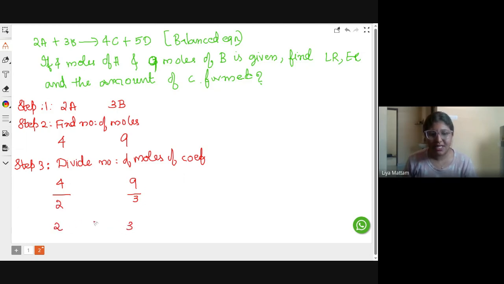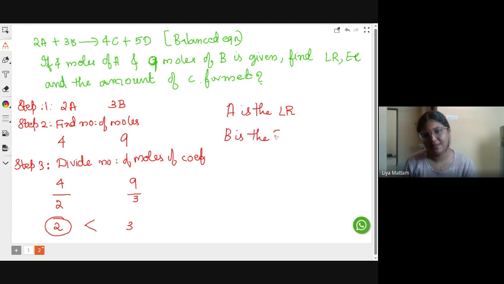Out of 2 and 3, which is the lower number? 2 is the lower number. So, the reactant corresponding to 2. What is the reactant corresponding to 2? A is the reactant corresponding to 2, right? Whichever value is less, that will be the limiting reagent. So, here who is the limiting reagent? A is the limiting reagent. That means A gets completely finished during this reaction. What about B? B will be the excess reagent.